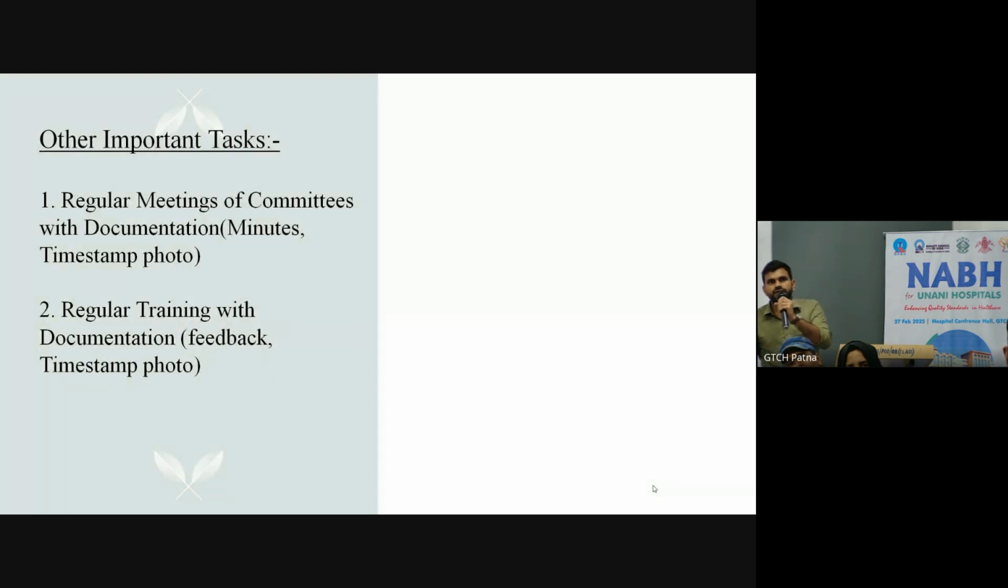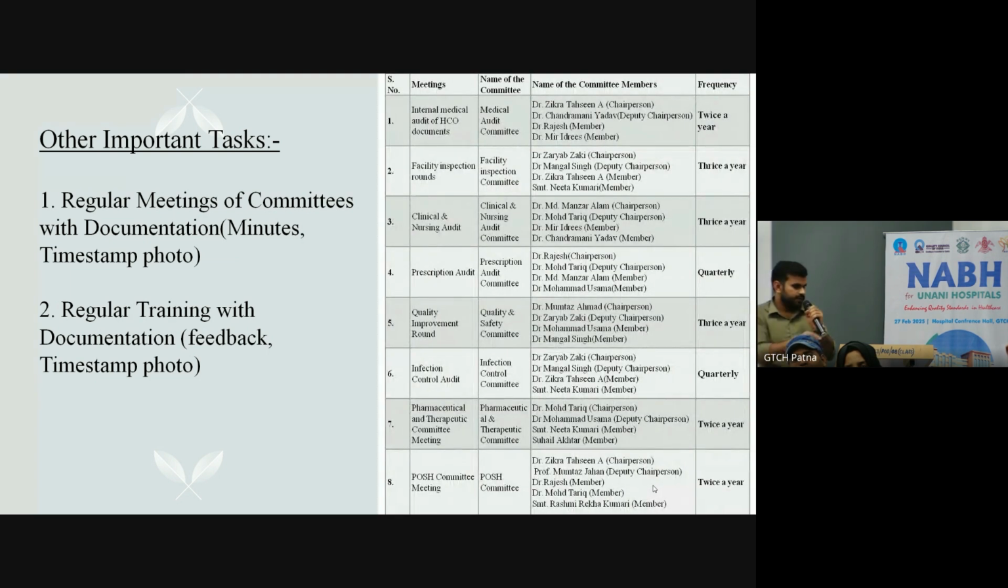Next, other important tasks which we need to do are regular meetings of the committees, as I have already explained that we need to form these committees, and regular training with documentation also. So this is the minimum requirement. If a committee is formed, then how often we will conduct a meeting and how often we will conduct a training is explained here: which committee will conduct a meeting, how many times in a year.